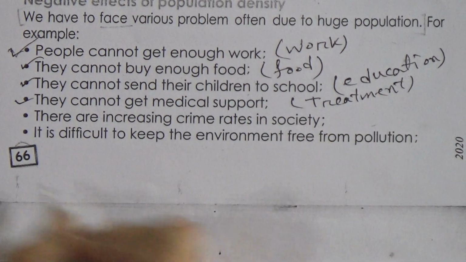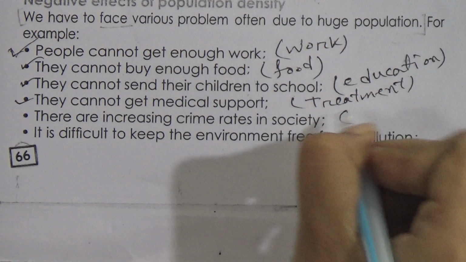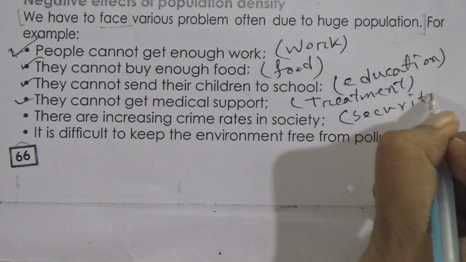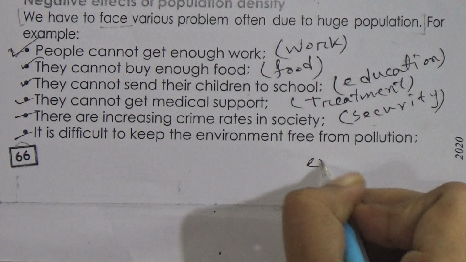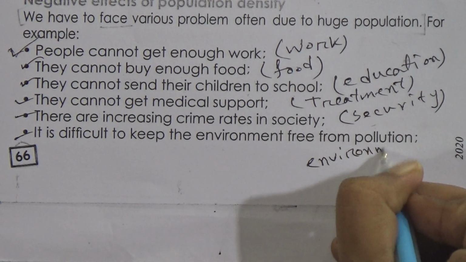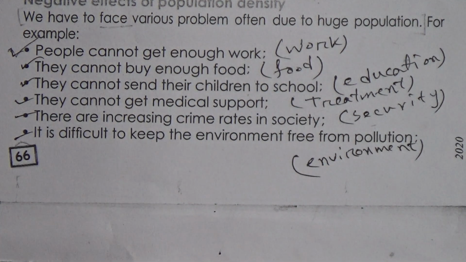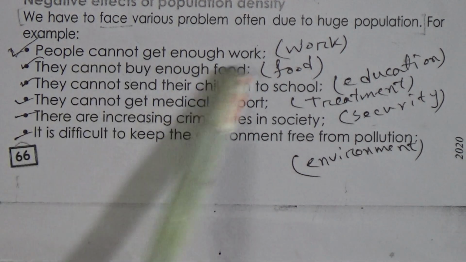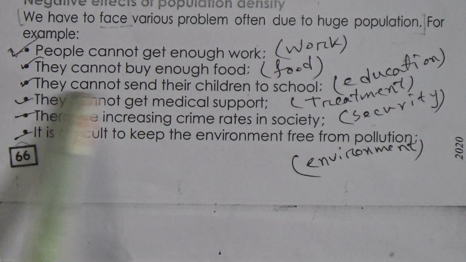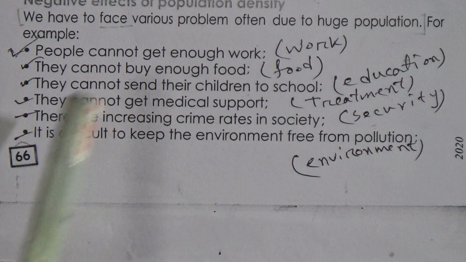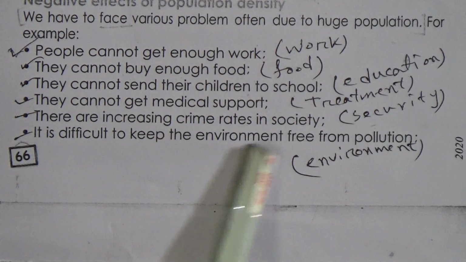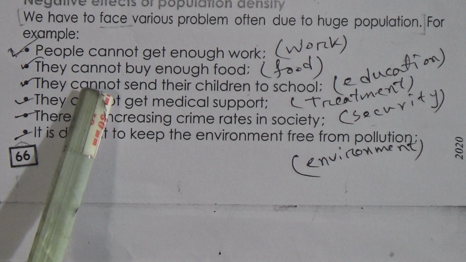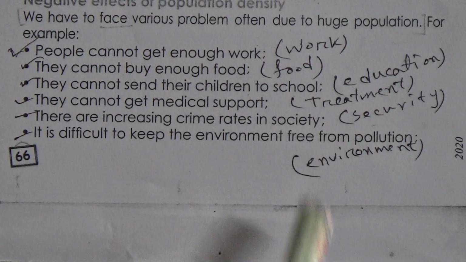Treatment. And then there are increasing crime rates in society, so this is a question of security. And it is difficult to keep the environment free from pollution. That means to keep the environment clean and healthy is also a part of rights. So in these terms we are facing problems. Now, what are the problems? People cannot get enough work, they cannot buy enough food, they cannot send their children to school, they cannot get medical support, there are increasing crime rates in society, and it's difficult to keep the environment free from pollution. So these are the problems we are facing in terms of our rights in society because of overpopulation.